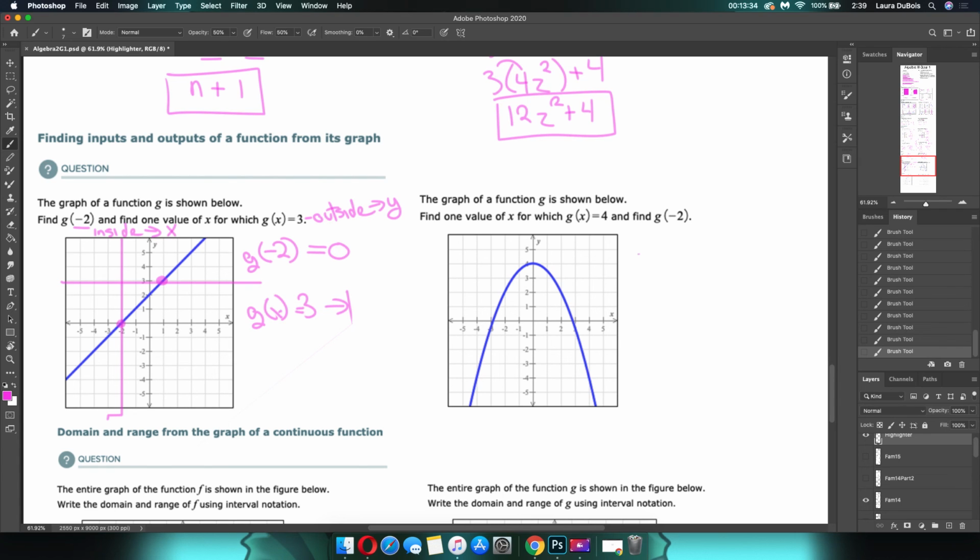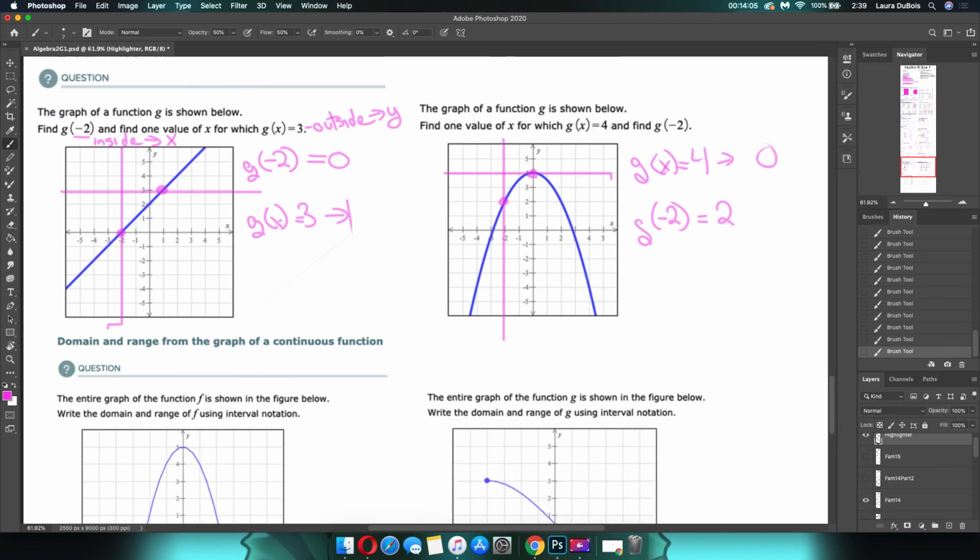That's what you're looking to do. So g of x equals 4, and then g of negative 2. So this is going to be our y. The y value is 4. So if I look at my y value of 4, there it is. What's my x value? 0. Negative 2 is going to be my x, so I'm going to trace my way along the x. Where is it on the blue line? Right there. What's my y value? 2. That's where we're pulling our numbers from.